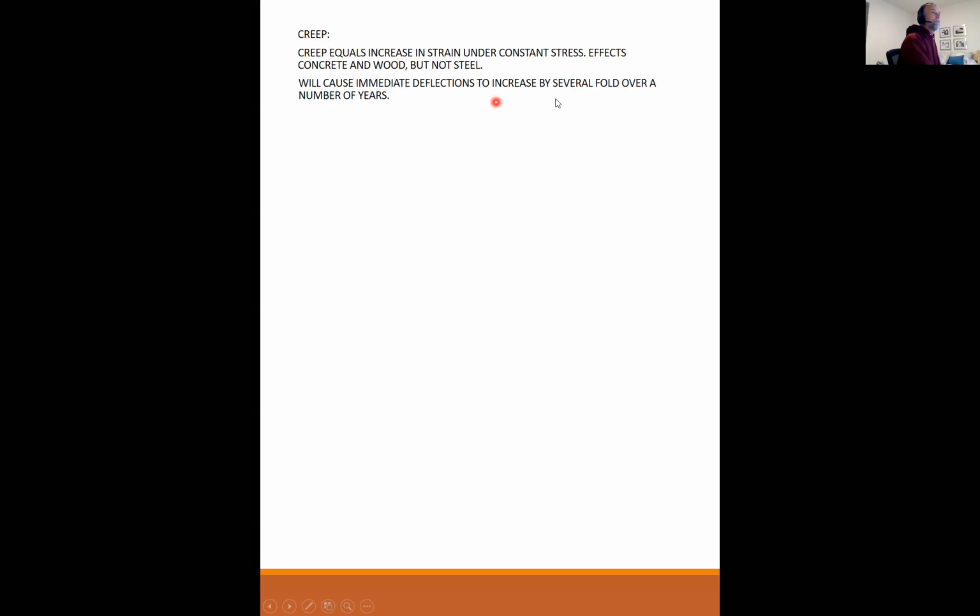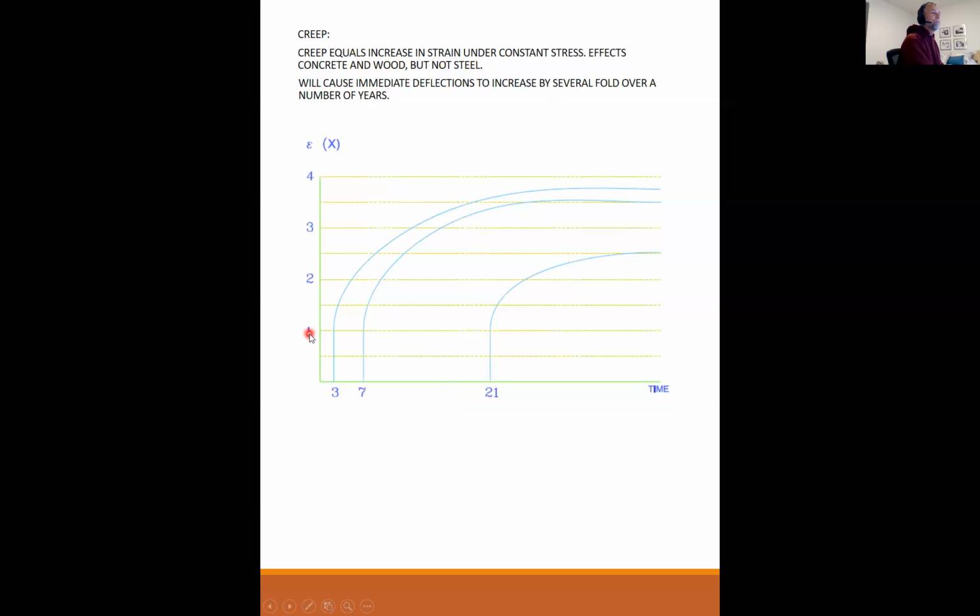Here is a chart of typical values for concrete. And what we're showing here is all 3 of these have an immediate deflection equal to 1. This is just relative; I'm not giving absolute strain. This is just a relative strain of 1 immediately. What these numbers represent is I put the load on a concrete beam at 3 days old. I put the load on the beam at 7 days old. I put the load on the beam at 21 days old.